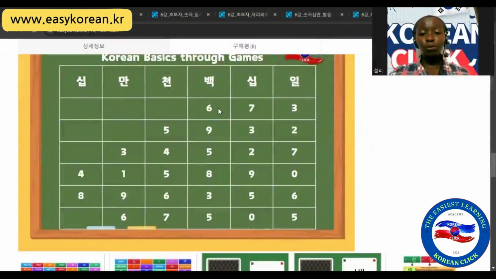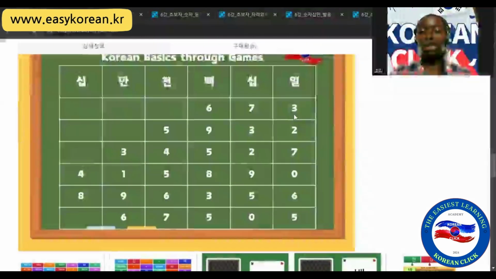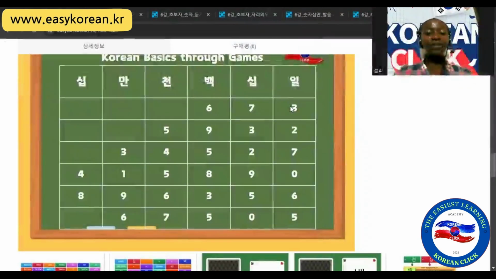So if you want to pronounce this number here, 673, you're going to say yuk. You remember yuk is 6, right? So you're going to say yukbaek... 673. Again, 673. Can you try again? 673. 네, 잘했어요.